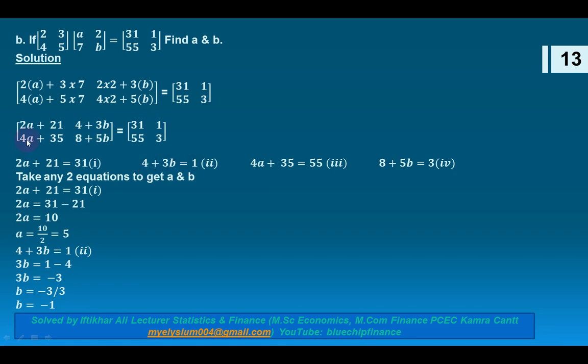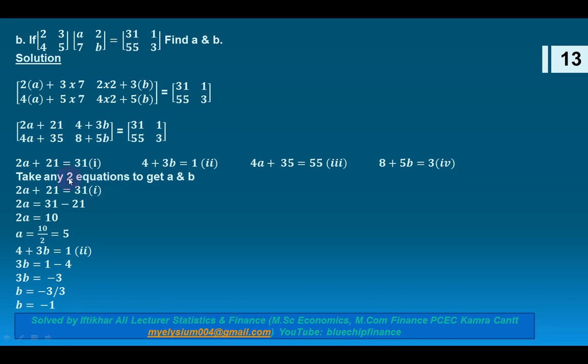After that, the third element of the first matrix is 4A plus 35. And the third element of the second matrix is 55. So 4A plus 35 equals 55. And similarly, the fourth element is 8 plus 5B equals 3. So now we have 4 different equations. Now we can solve A and B through these equations.